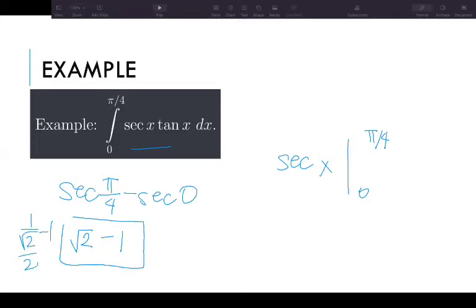minus 1. Then this will be flipped. We get 2 over square root of 2 minus 1. Then we cancel this one so that square root of 2 remains. And this is our final answer. Square root of 2 minus 1. Pretty easy, right? What if we incorporate u substitution in this problem?